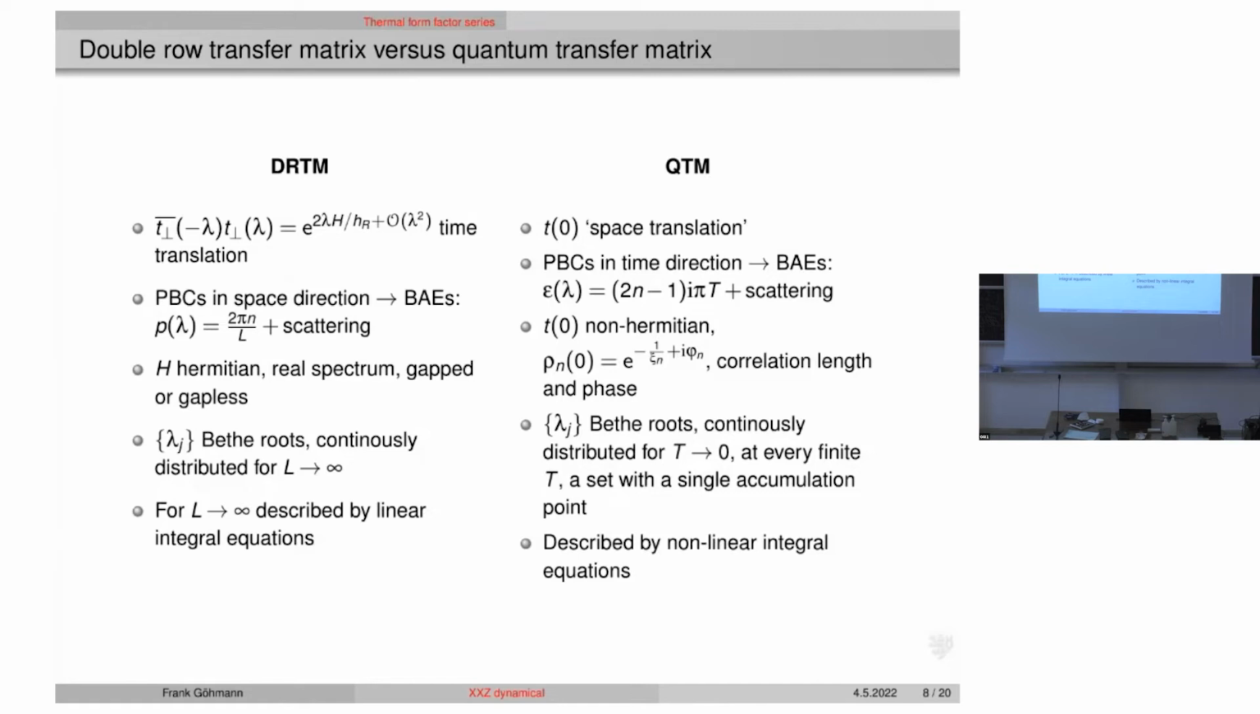Here, the Bethe roots are continuously distributed in the thermodynamic limit. Here, it is not the case when t is finite. At every finite t, the Bethe roots give a distribution with a single accumulation point. And if you want to describe this part, you have to use nonlinear integral equations. Here, you can work with linear integral equations.